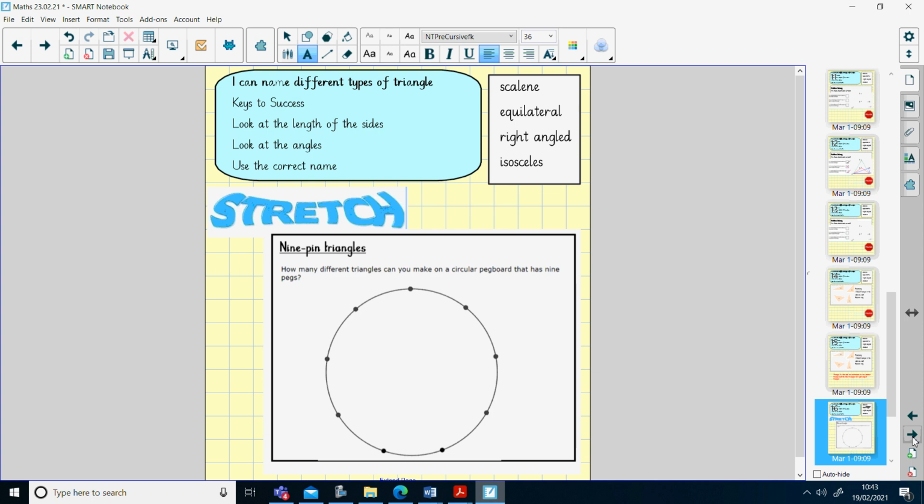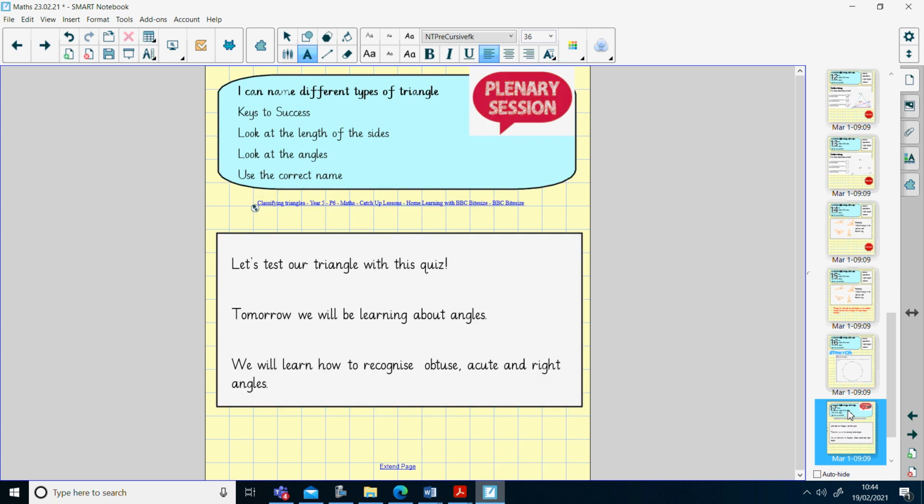There is a stretch challenge for you today uploaded into Teams. It's all about how many different triangles you can make by connecting the different points in the circle. Okay, so today we were looking at different types of triangles. We were looking at the length of the sides and we were looking at the angles to help us to determine what the type of triangle it is. I'm going to just take a triangle quiz before we finish for today.